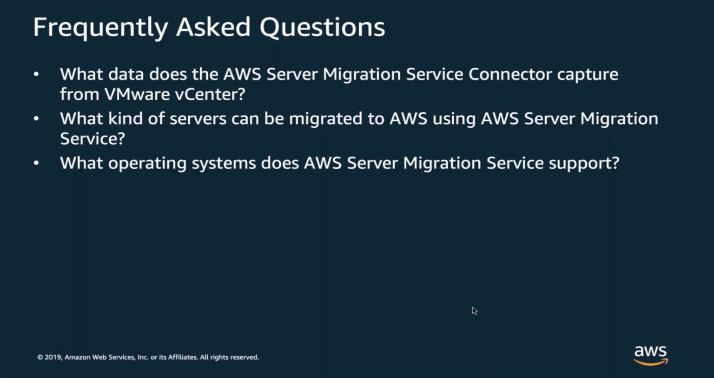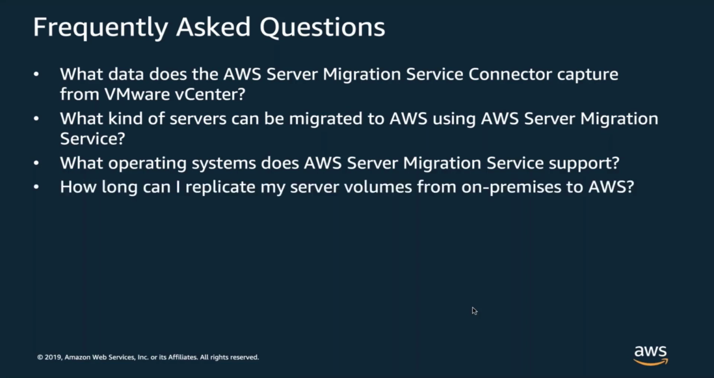What operating systems does the AWS Server Migration Service support? This service supports migrating Windows servers, different versions from 2003, 2008, 2012, 2016, even Windows 7, 8, and 10. There are various Red Hat Linux versions, SUSE, Ubuntu, and other distributions of Linux. Our website has a detailed list of all the operating systems which are supported here.